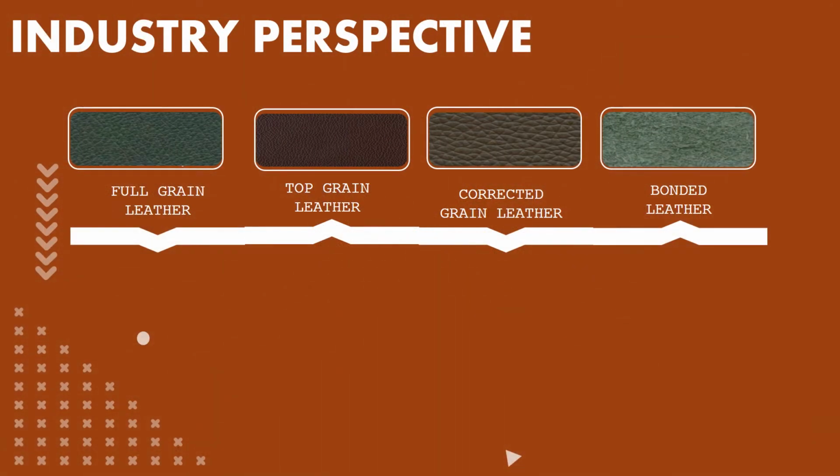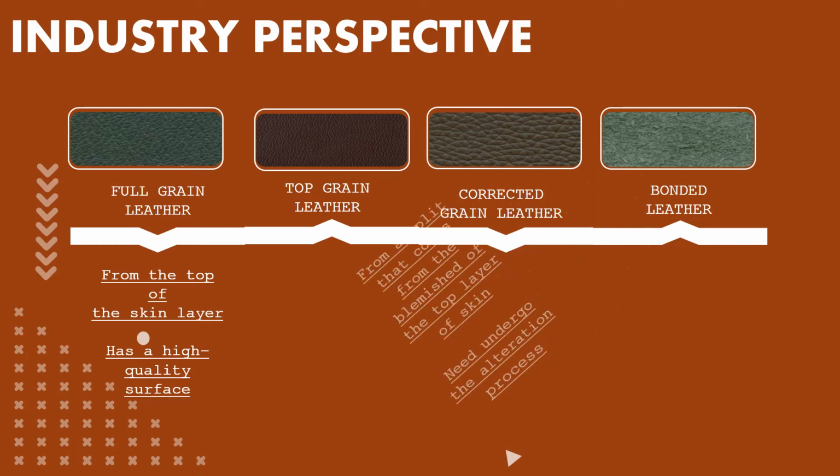Next, from the industry perspective, leather is divided based on the grade of quality. Firstly, full grain leather. It is leather made from the top of the skin layer that has not undergone surface alterations. As a result, the leather has a high quality surface and a lot of attractive characteristics.